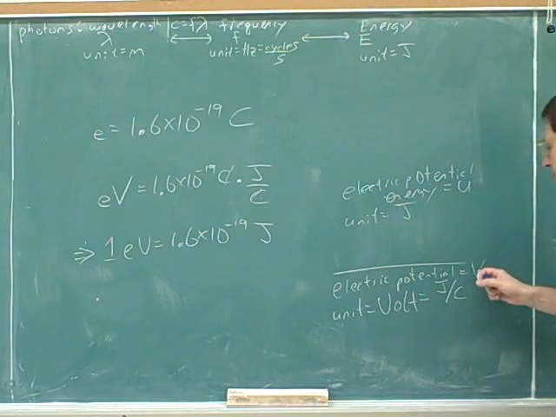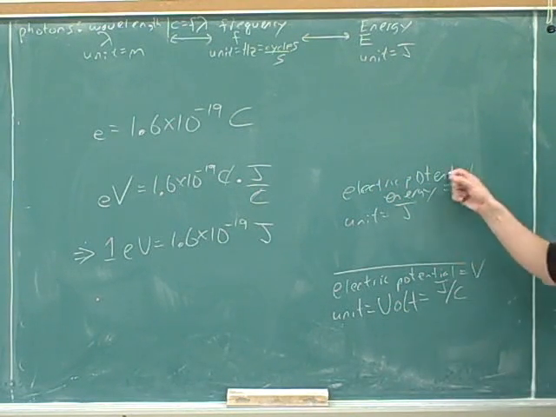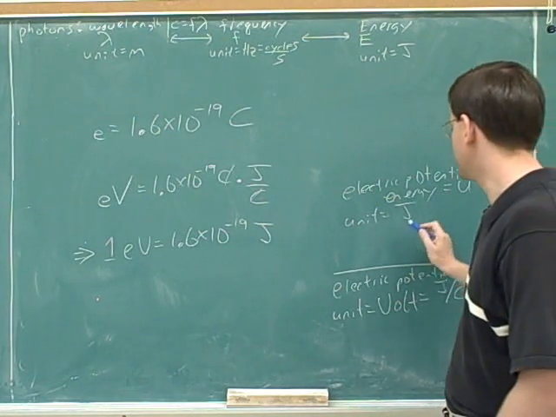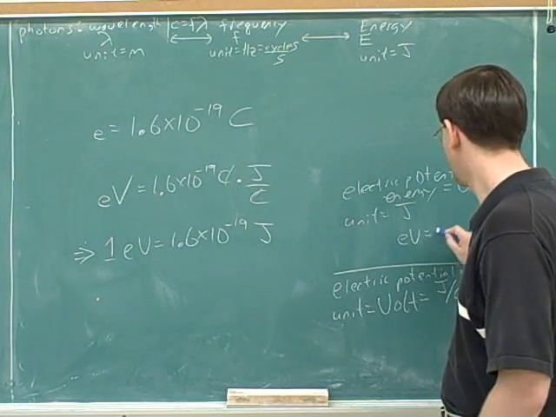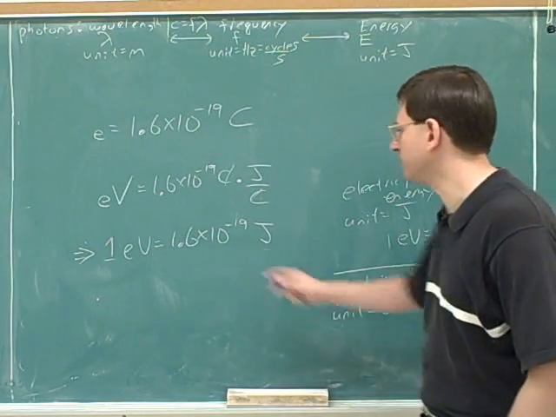So we have to be very clear, V is volts. That's a unit for potential. But eV is energy. That should go up here. This is a unit for energy. You can see it's a very small unit of energy.